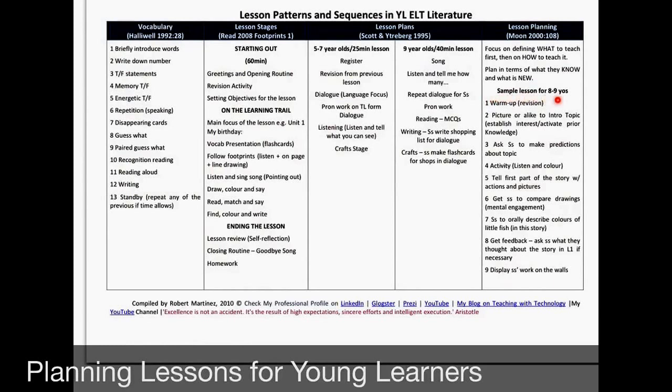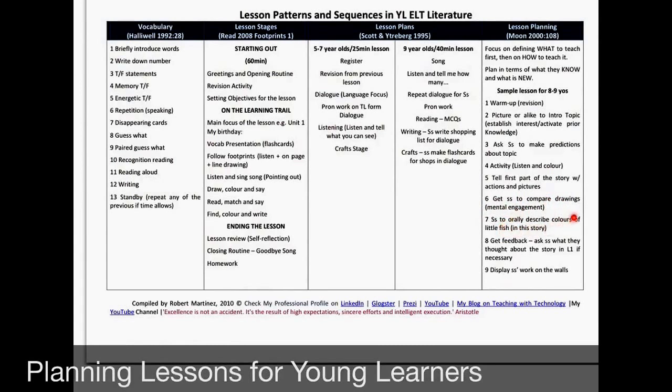So you have a warm-up, you have a picture to establish context and activate prior knowledge, always very important. Ask students to make predictions about the topic, because that's related to activating prior knowledge. Also, they then do an activity where they do some listening and coloring. Then there's telling the first part of the story with actions and pictures. So you're recycling, it's always recycling with your learners. Then get students to compare their drawings for some mental engagement.